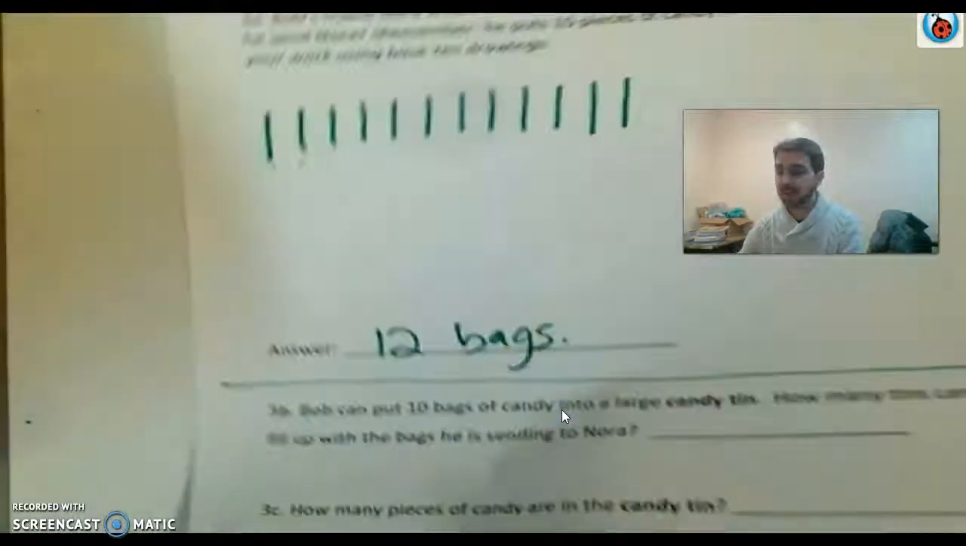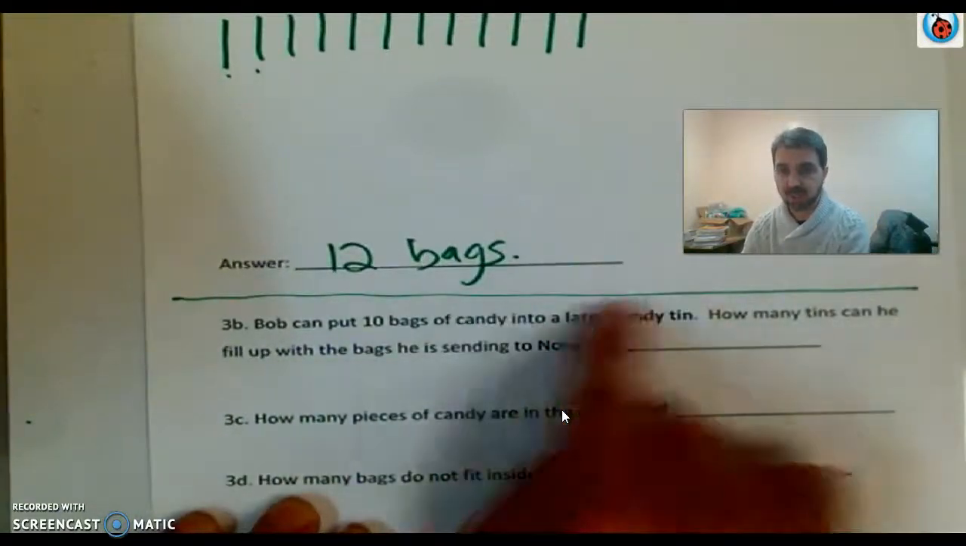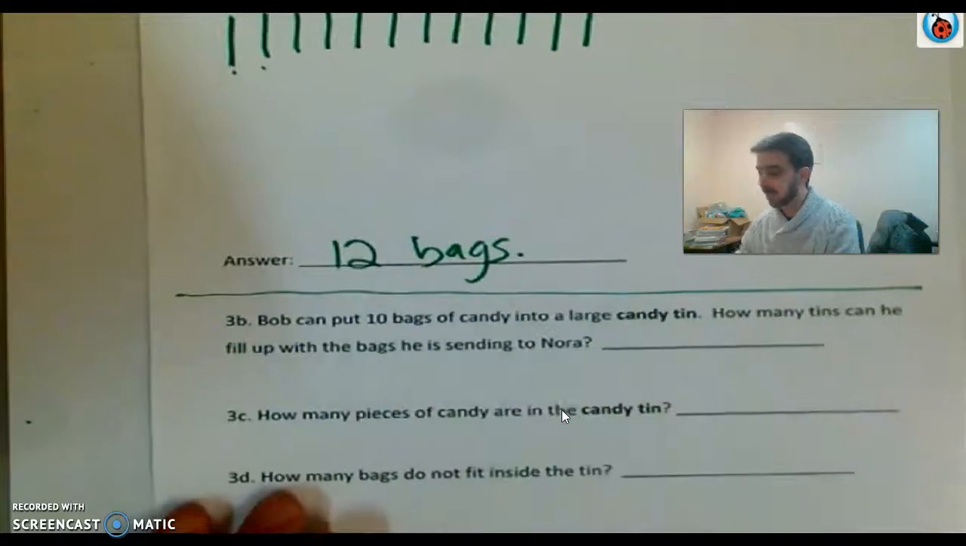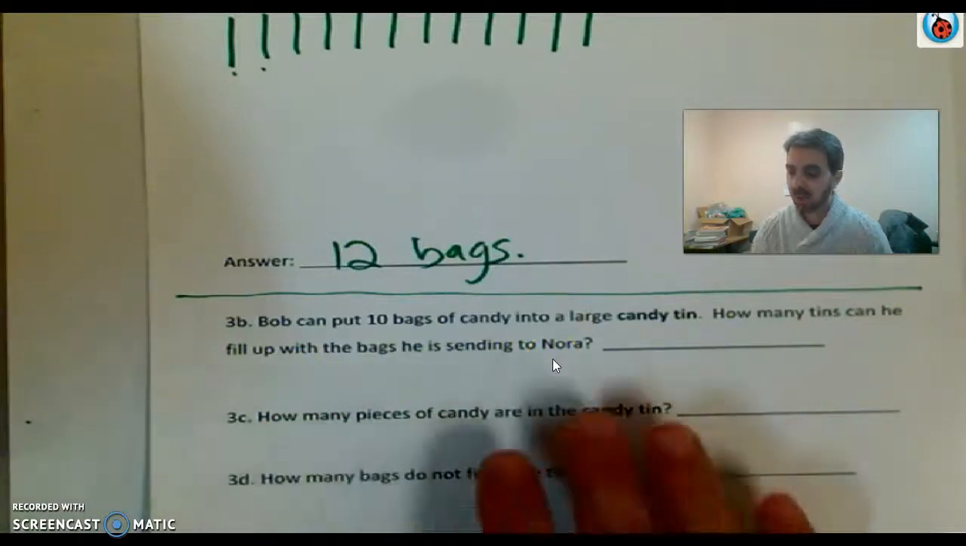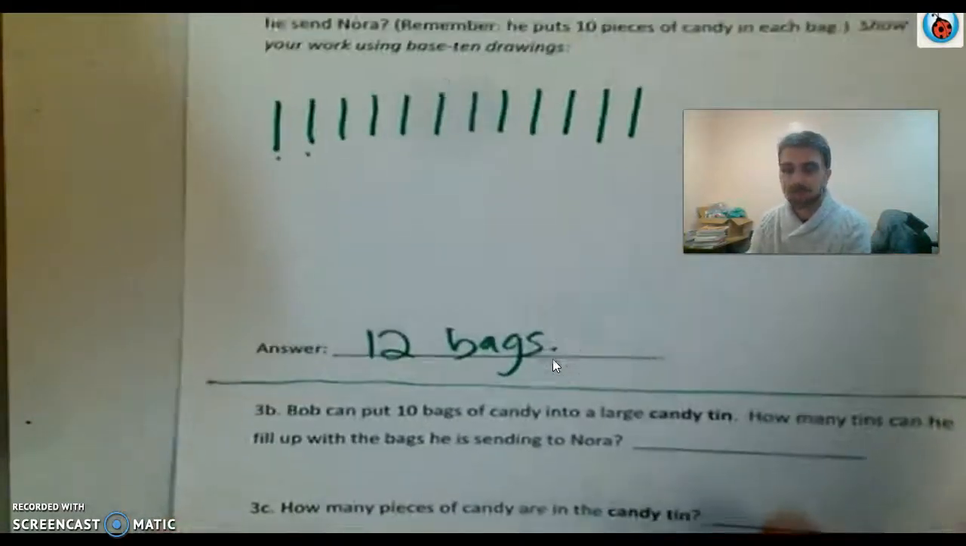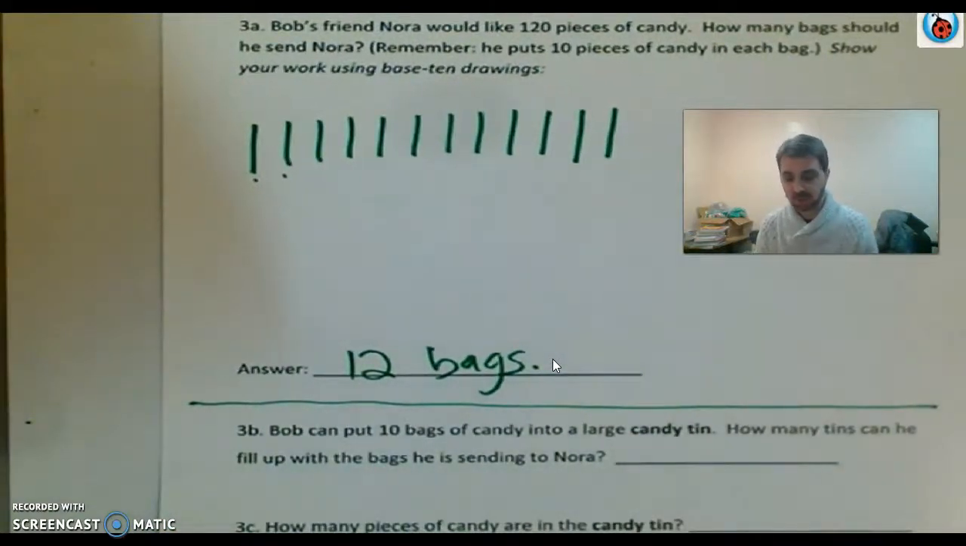So let's look at the next one. On your paper, it'll say Tuesday. Okay, I wrote in Tuesday. It says, let's read what it says. It says, Bob can put 10 bags of candy into a large candy tin, just like I was showing you. How many tins can he fill up with bags he is sending to Nora? Okay, so we can put 10 bags in a tin, just like I showed you.